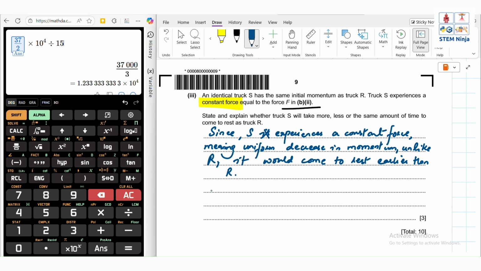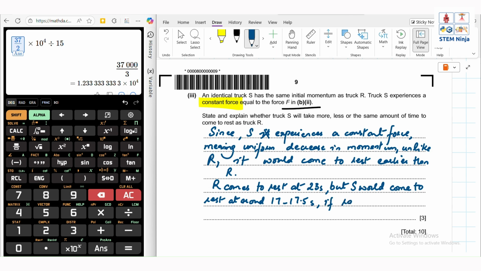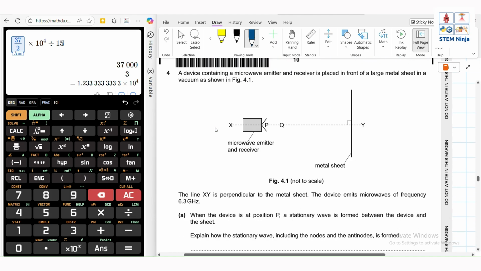We can use the numbers also. R comes to rest at 23 seconds, but S would come to rest at around 17 or 17.5 seconds if the rate of change of momentum is extrapolated. That's it. All right, moving on.